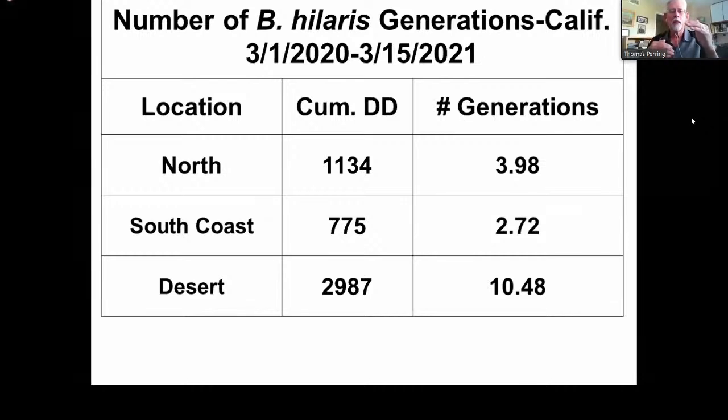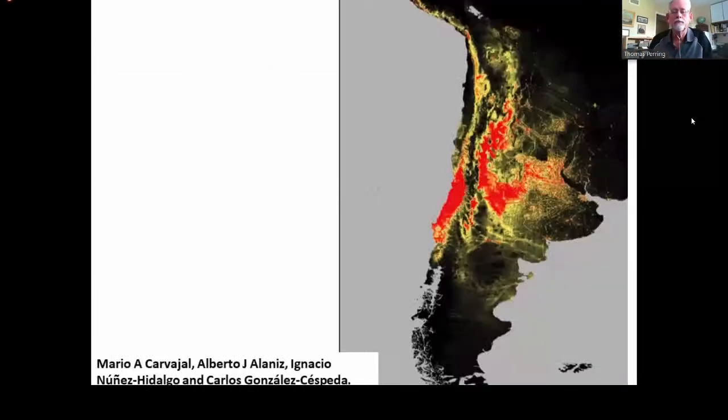So clearly, that climate matching model is very, very good, and it gives a generalization. But the more data points that you have within that area, the more you can start defining how really serious Bagrada is going to be within that large area. Okay? Now, with these generations, you can still get pretty good damage with three generations per year. But it's not going to be nearly the damage you're going to have with 10 and a half generations per year. So, in this case, for sure, you can refine that model.